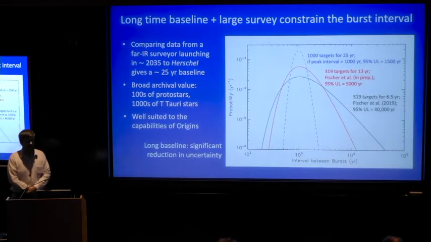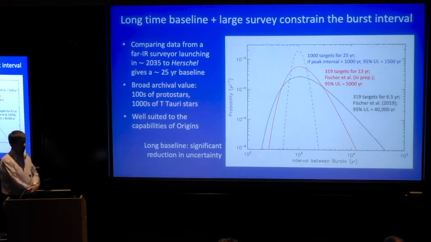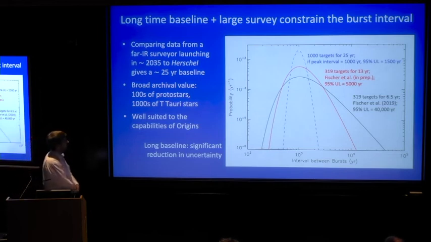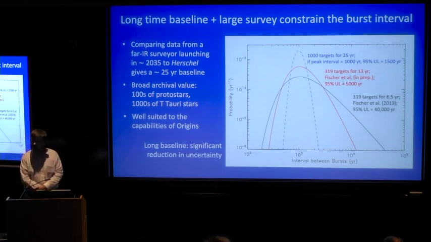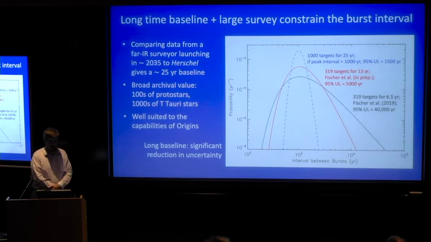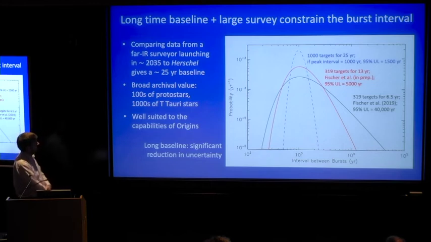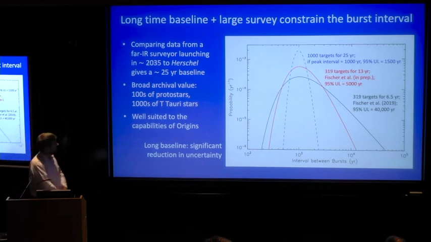So this is just a little demonstration of how these uncertainties go down if you have long baselines and large surveys. So if we have a far IR surveyor launching in 2035 and compare that to the Herschel data, that gives us a 25-year baseline. So we can really start to look at the evolution of protostars over decades.